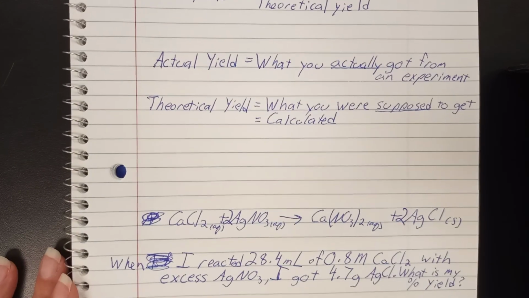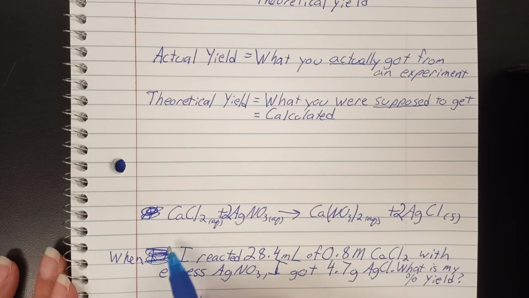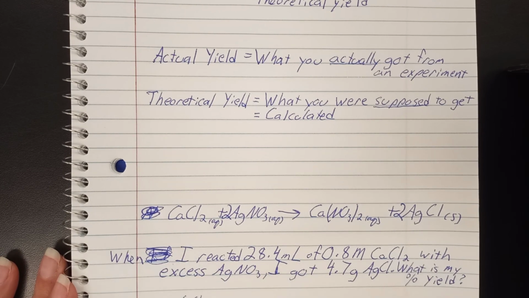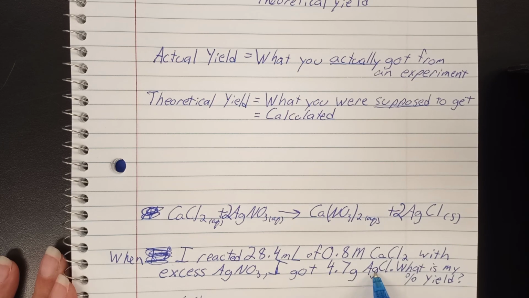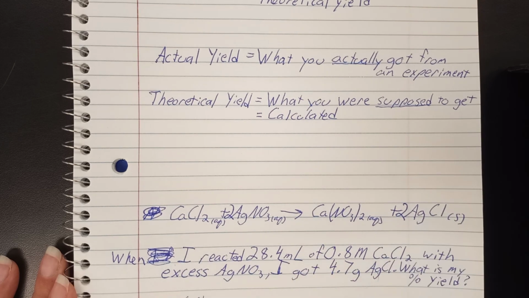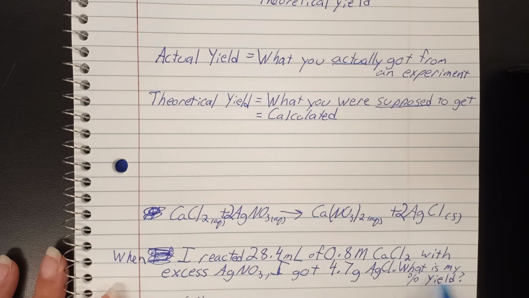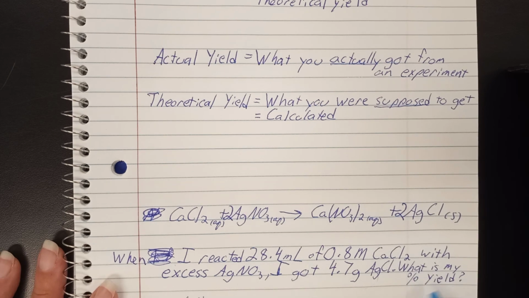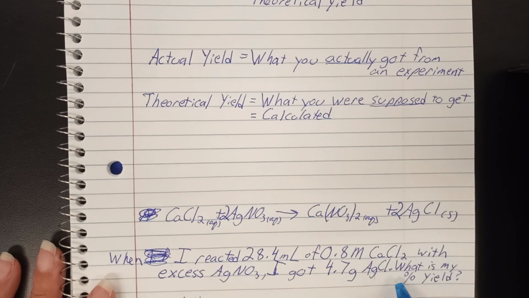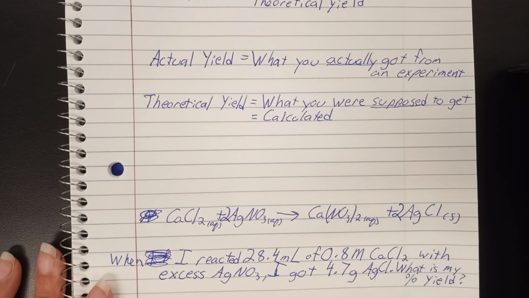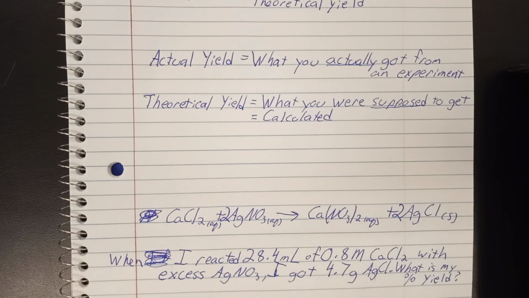So what does a question look like? It's going to be worded kind of like that. So when I reacted 28.4 milliliters of 0.8 molar calcium chloride with excess silver nitrate, I got 4.7 grams of silver chloride. And I've given you the reaction for that up here, so we don't have to do that. And then the question will always say, what is my percent yield? Percent yield problems are really, really easy to identify because they will literally ask for the percent yield at the end of the question.